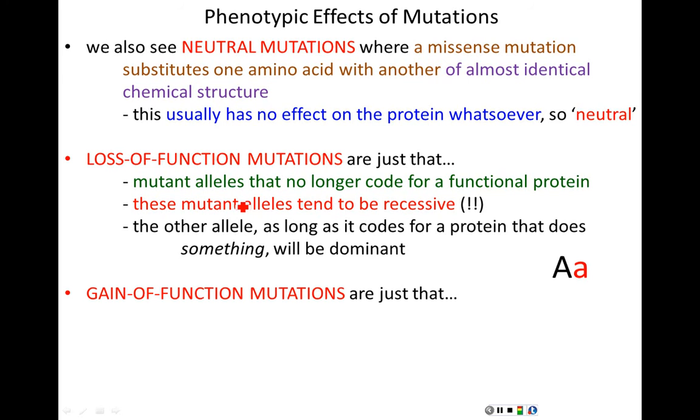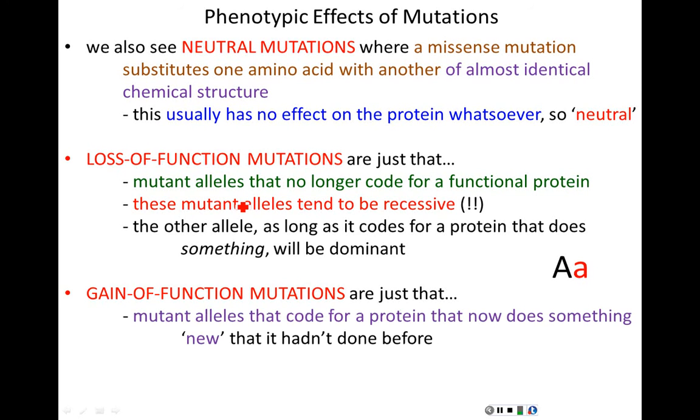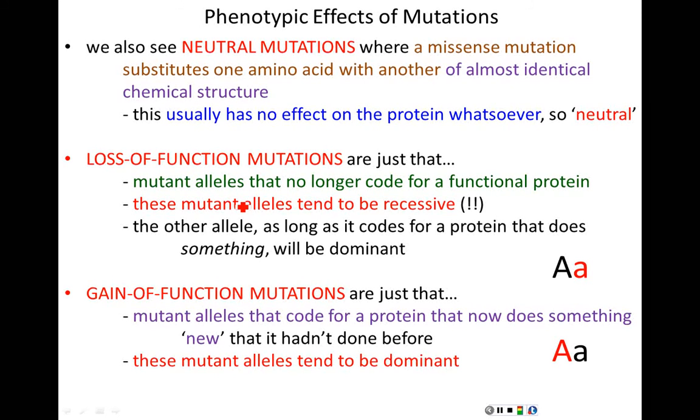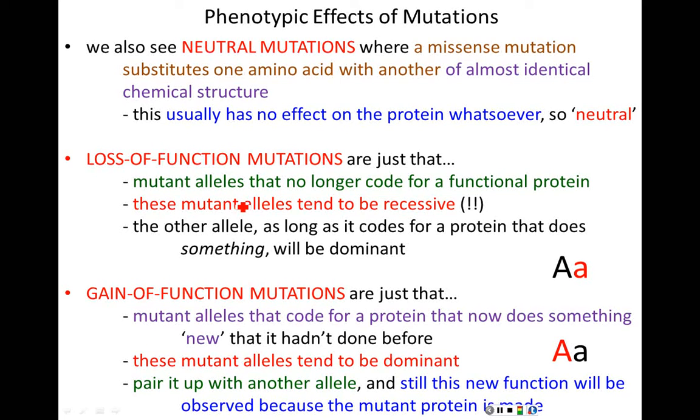We also have gain-of-function mutations, which are mutations that result in a, well, gain of function. Here, the mutant allele codes for a protein that now has some additional new activity that it couldn't do before the mutation. And these mutant alleles tend to be dominant, because when you pair this mutant allele with another allele that doesn't have that novel function, the one with the novel function shines through because that function is carried out. Pair these gain-of-function mutants up with other alleles, and still that new function will be observed because the mutant protein is made. So when you put two alleles together and you see the behavior of one over the other, guess what? That's the dominant allele.